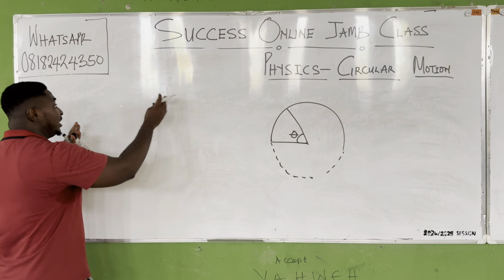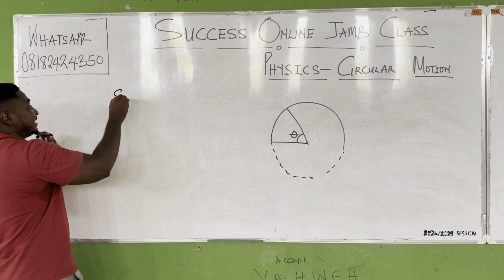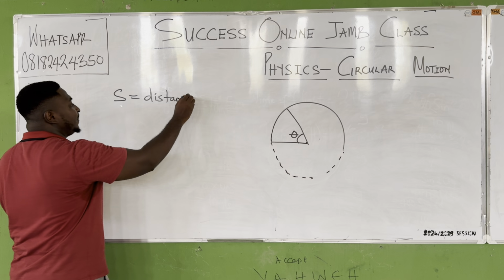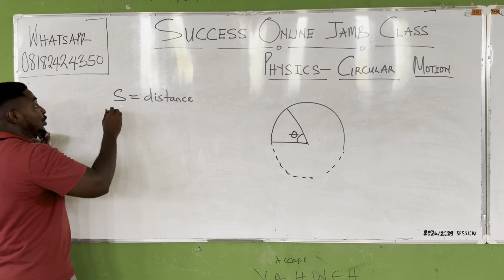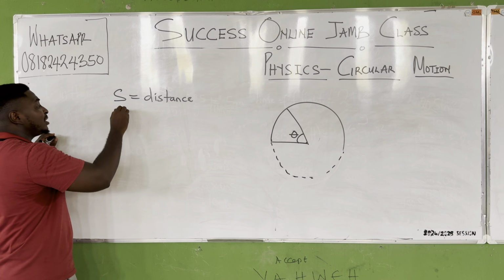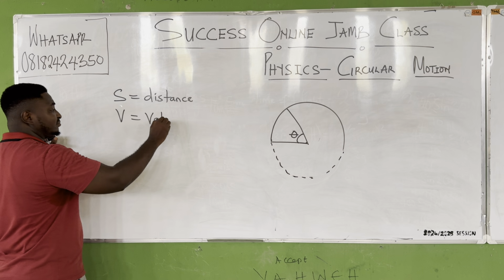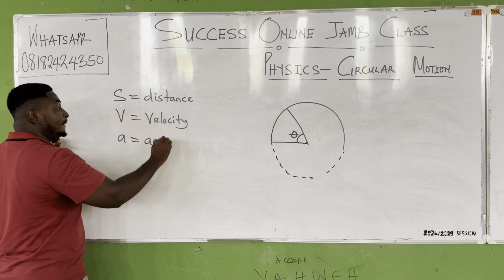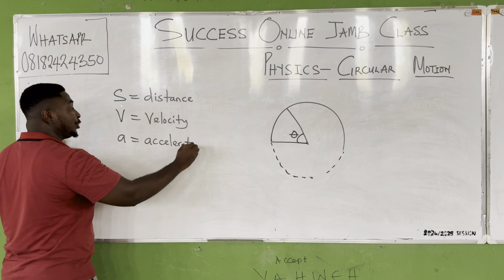Before I come back to circular motion, I must remind you of things you should have known in linear motion. In linear motion, we usually use S to represent the distance covered by the body, V to represent velocity, and A to represent acceleration.